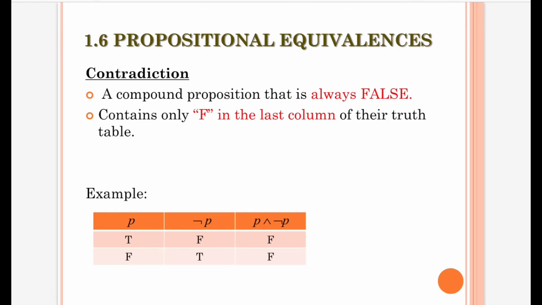And another one is contradiction. A contradiction is a compound proposition that is always false, contrary to the tautology. A contradiction contains only F in the last column of its truth table.